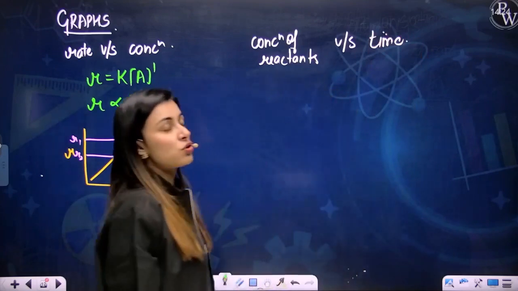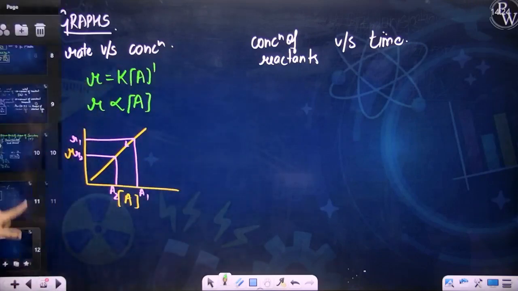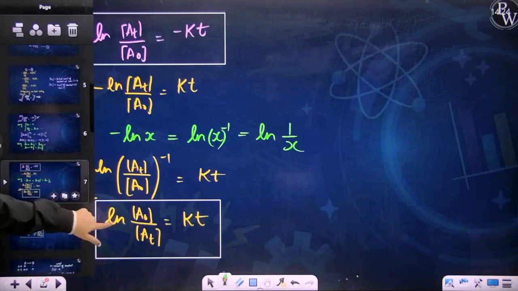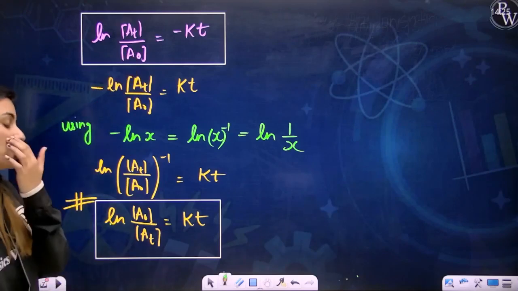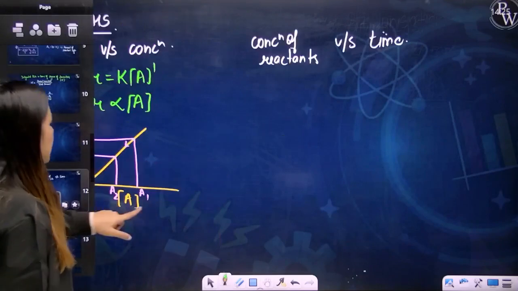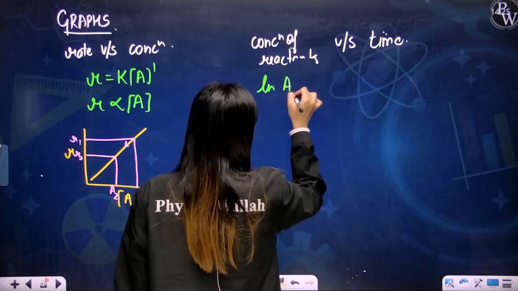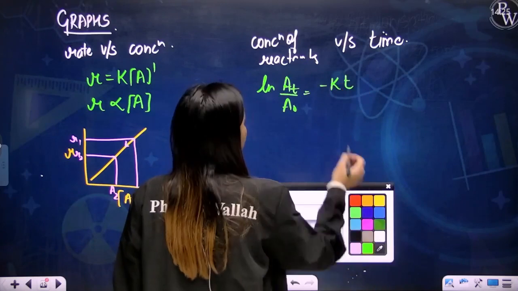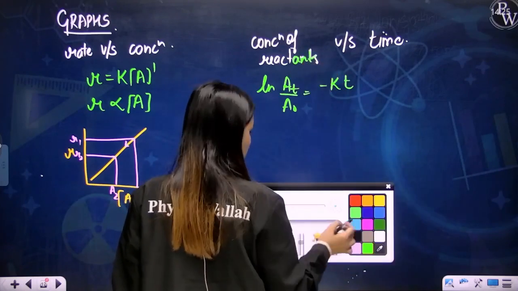For this part, my dear students, you need to go to the integrated rate law part. The first expression that I made you make a square, this expression: ln of At upon A naught is equal to minus Kt. Just memorize it. ln of At upon A naught is equal to minus Kt. This was the expression.